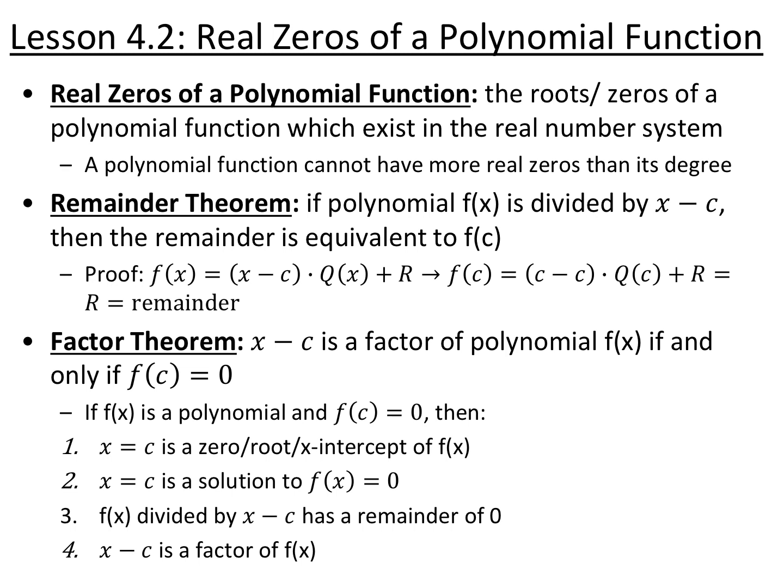You also know that x equals c is a solution to f of x equals 0. You also know that if you divided f of x by x minus c, it has to have a remainder of 0 based on the remainder theorem. And you also know that x minus c is a factor of f of x. So all of those are interchangeable. If you know one of them, then you know all the rest of them as well.